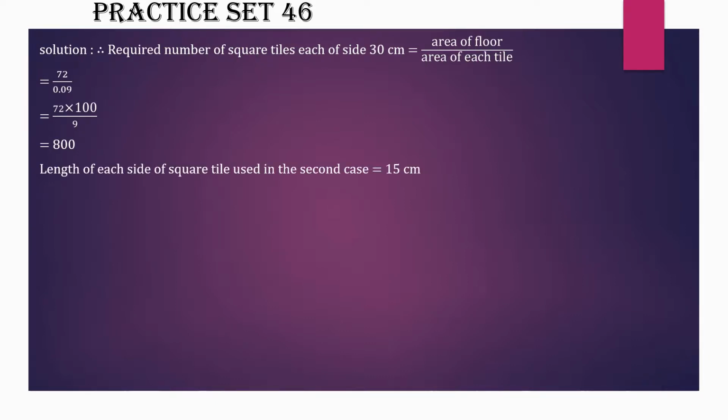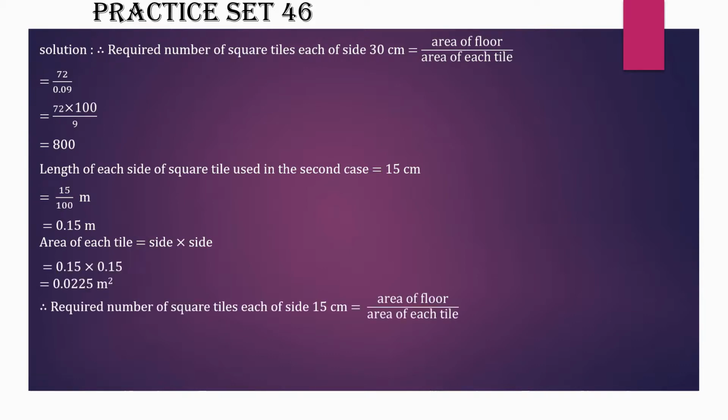The length of each side of the square tile used in the second case is 15 centimeters, as given. So we will have to convert it into meters. It will be 15 divided by 100 meters, which is equal to 0.15 meter. Now the area of each tile for the second case will be side into side again, because the formula of a square is side square, which is side into side. Here the side is 0.15 meter, so we will have 0.15 into 0.15, which will be equal to 0.0225 meter square.